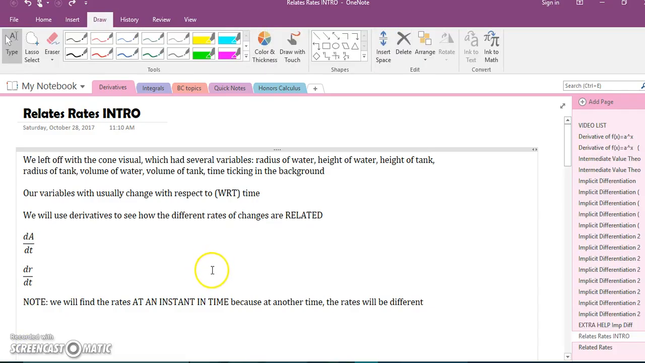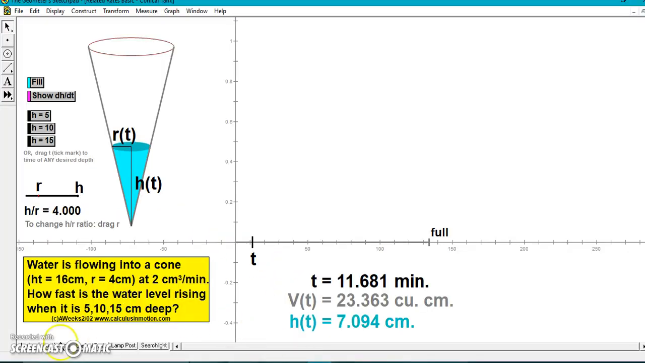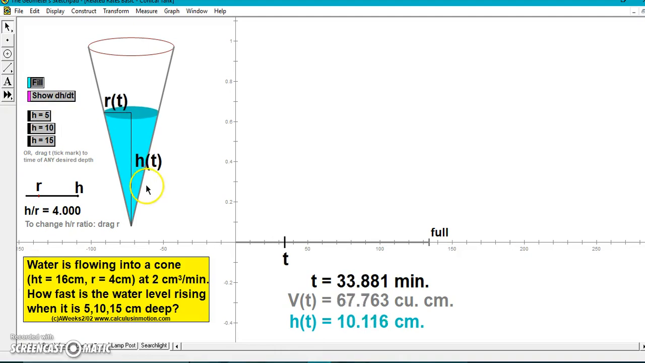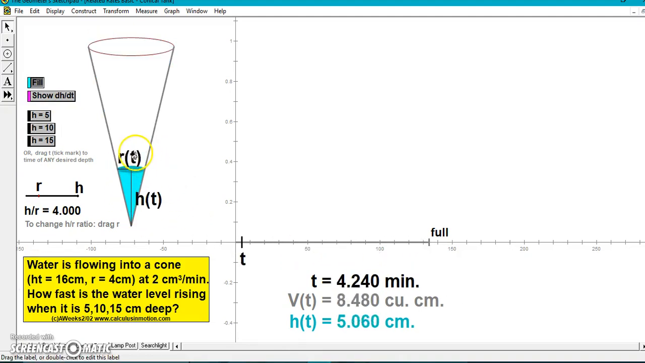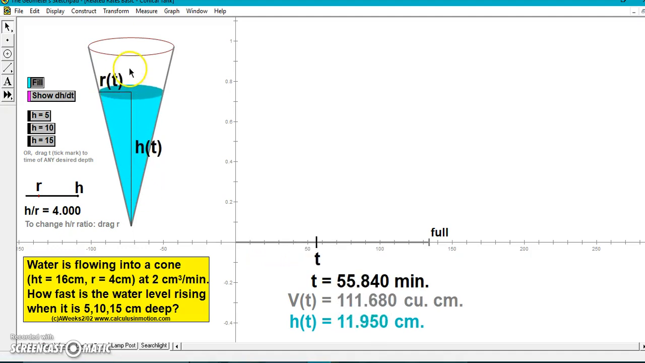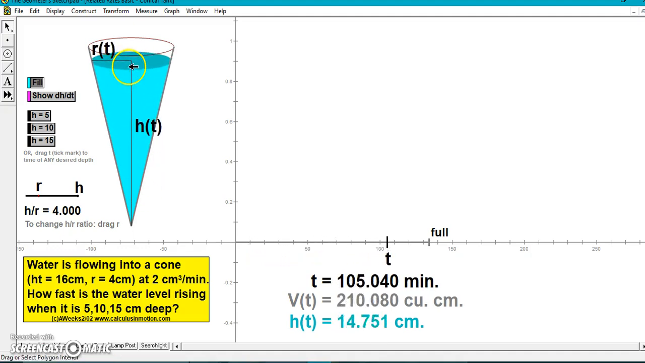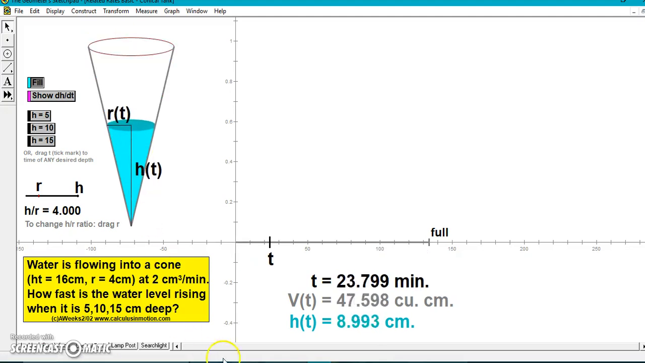Hey everybody, here's a related rates intro continued, which we didn't quite finish in class on Friday. The last thing I showed you was this cone visual, and we were filling it up and noticing how the rate of change of the height of the water was not constant throughout filling this cone up. It was quicker at the bottom and slower at the top because the radius gets larger here and that makes it longer to fill up.